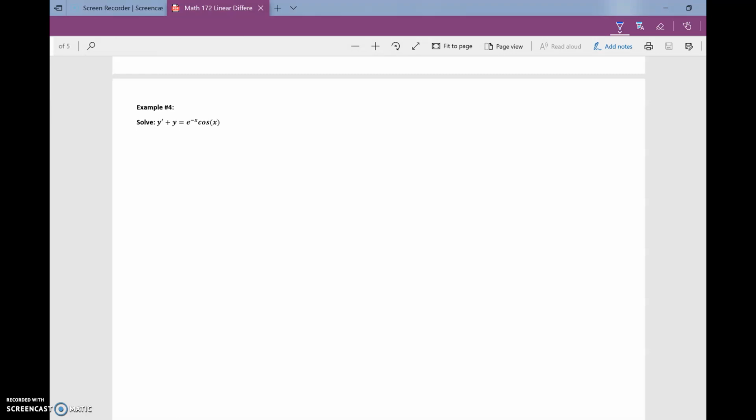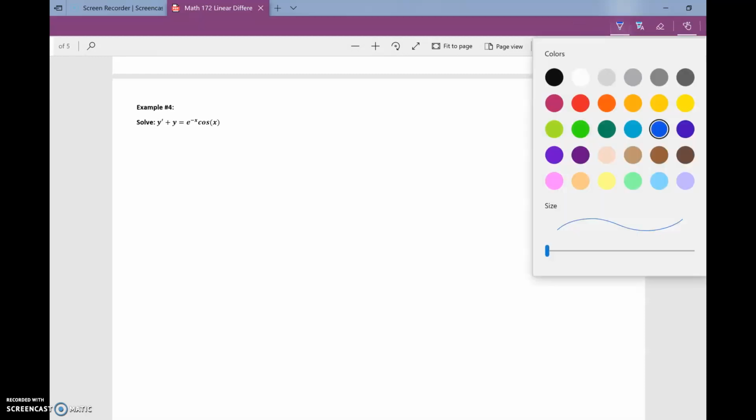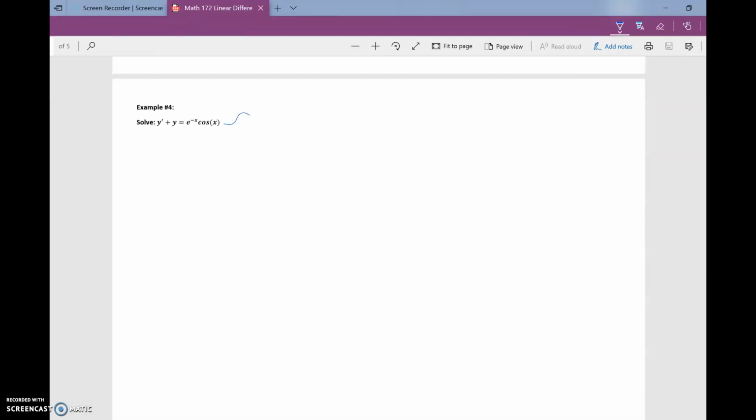Hi class, let's take a look at example 4. So example 4, it's not separable, but it is linear. So let me actually rewrite it. This one happens to be linear with the values of p of x equal to 1. The values of q of x happens to be e to the negative x and then the cosine of x.